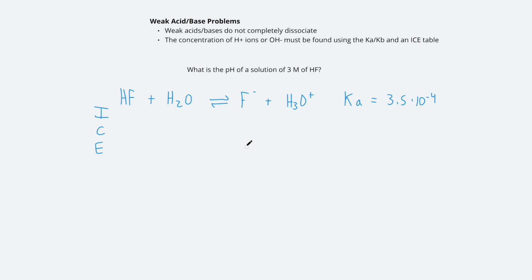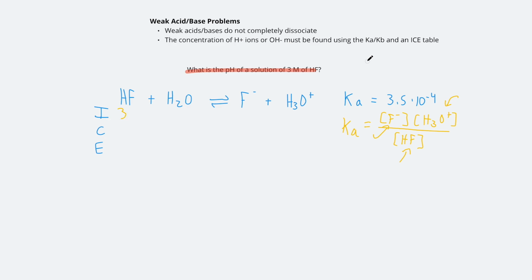So remember that Ka is equal to products over reactants, but we don't include water, so that would be the concentration of F- times the concentration of the hydronium ion over the concentration of HF. So we are trying to find these values to plug into this equation, and that's what the ICE table is for. To properly do the ICE table, you need to figure out what your initial concentration is of your acid, and the problem tells us that we have a 3 molar concentration of HF. So we put a 3 in there for HF.